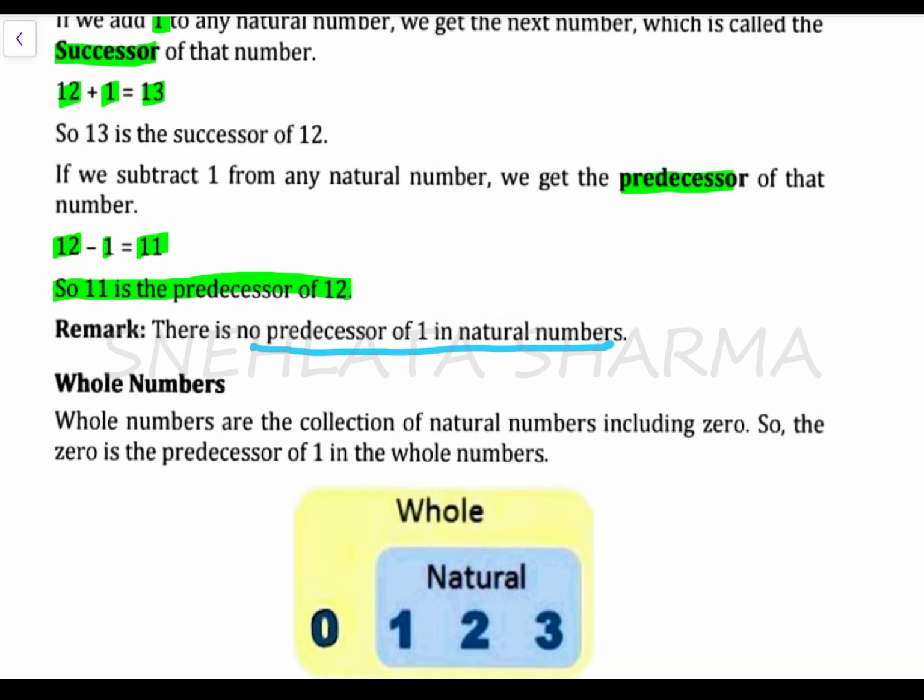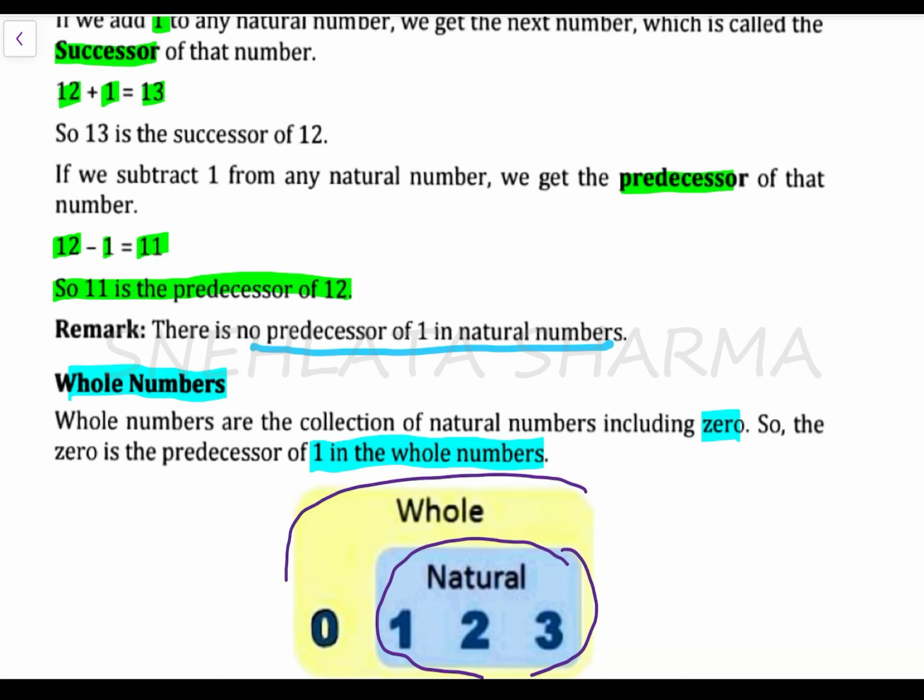Now, the next topic is whole numbers. Whole numbers are the collection of natural numbers including 0. So, 0 is the predecessor of 1 in whole numbers. We have two sets. The set 1 is of natural numbers, which starts from 1, 2, 3 and goes on till infinity. To this collection, if 0 is added, we get a big collection of numbers that is called whole numbers. Collection of whole numbers includes 0 and all the natural numbers.